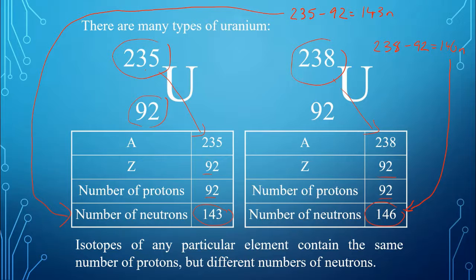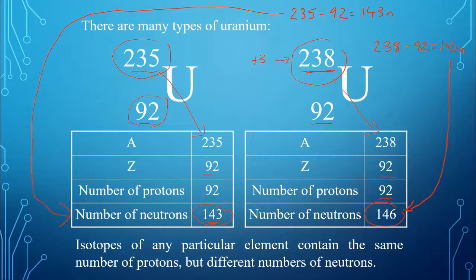Or another way of looking at it is to look at these two numbers up here. We've got 235 and 238. This number has gone up by 3. We have plus 3 in our mass number. So if our number of protons hasn't changed, we must have 92. The only thing that could increase this mass number by 3, from 235 to 238, must have been 3 neutrons. And you can see that works out down here.